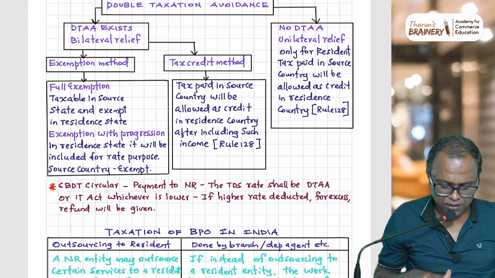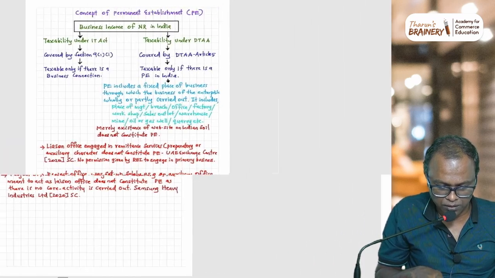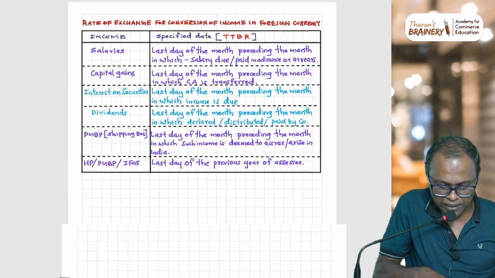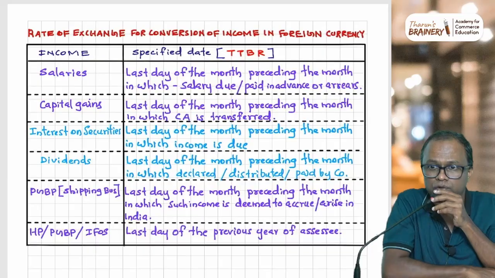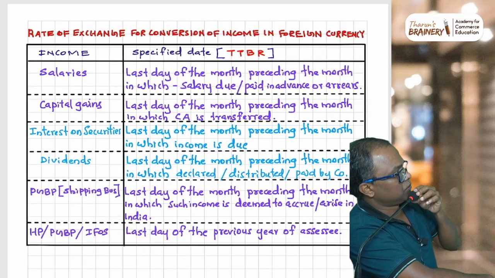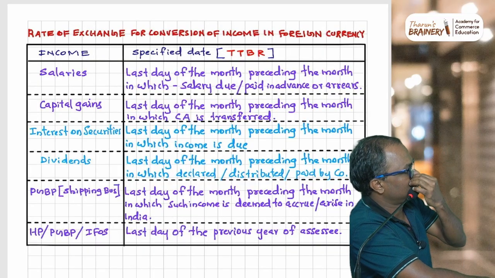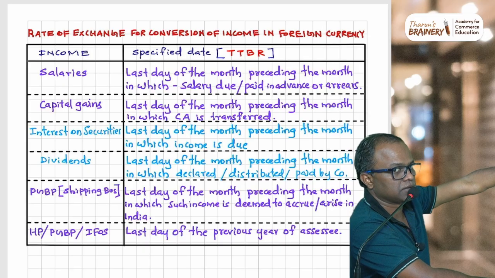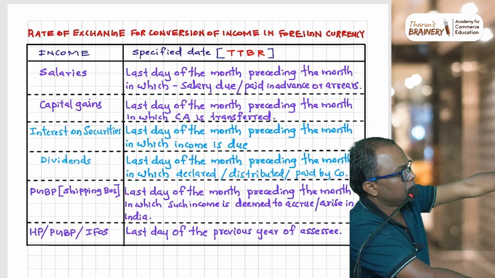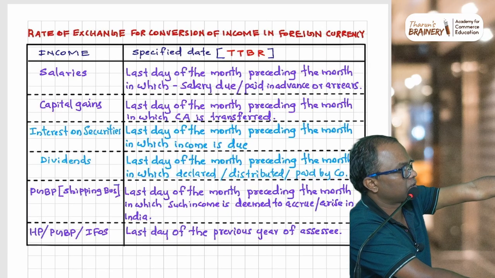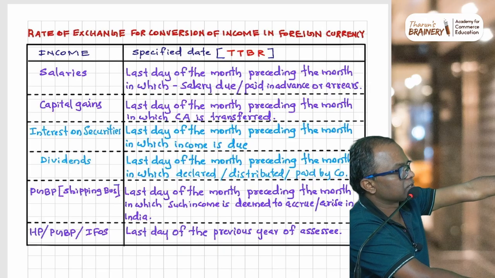So we have to convert foreign income into INR, right? For that we have to apply the exchange rate. So how will we apply the exchange rate? You should keep this in mind. If it is salary income from a foreign country, we have to apply the SBI telegraphic transfer buying rate as on the last day of the month preceding the month in which salary is due or paid in advance or arrears. So in which month is the salary due or received? Preceding month, last day, telegraphic transfer buying rate.